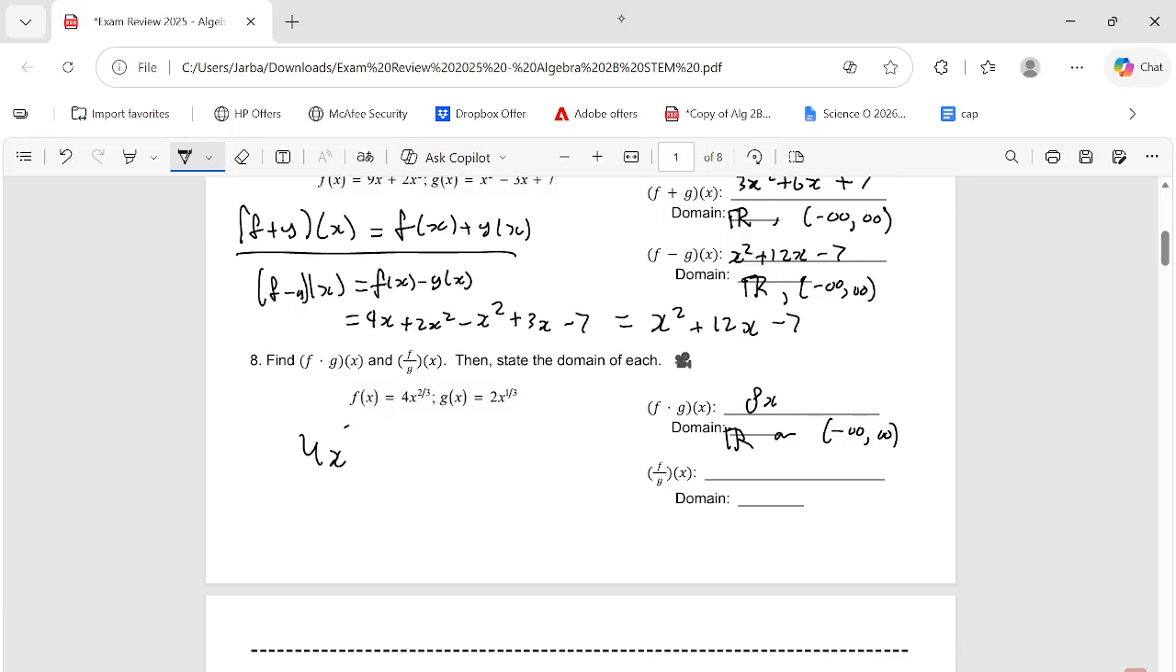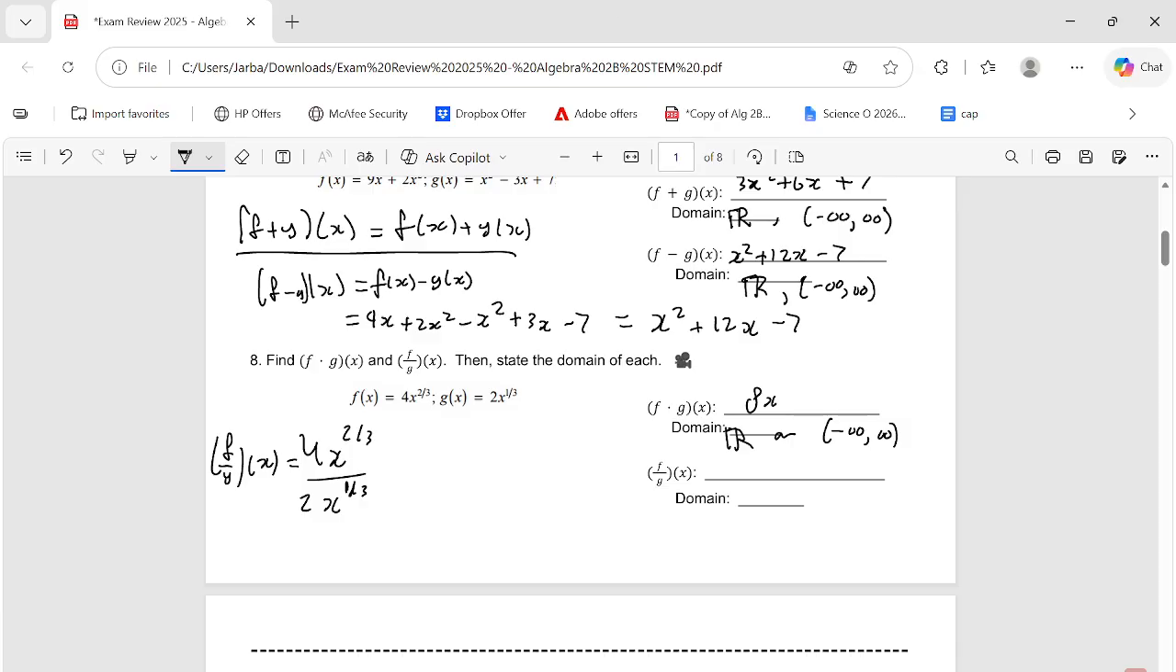So f over g of x, that's going to be f of x over g of x. So our f of x is 4x to the 2/3, and then our g of x is 2x to the 1/3.